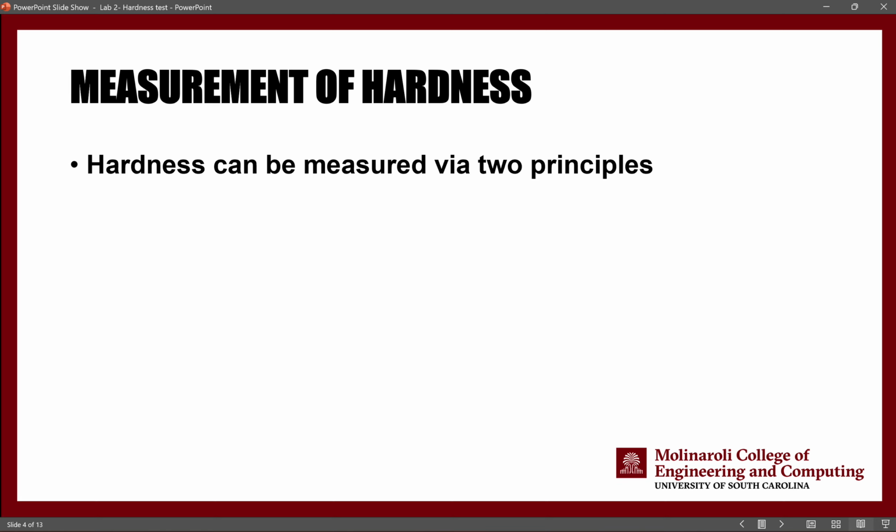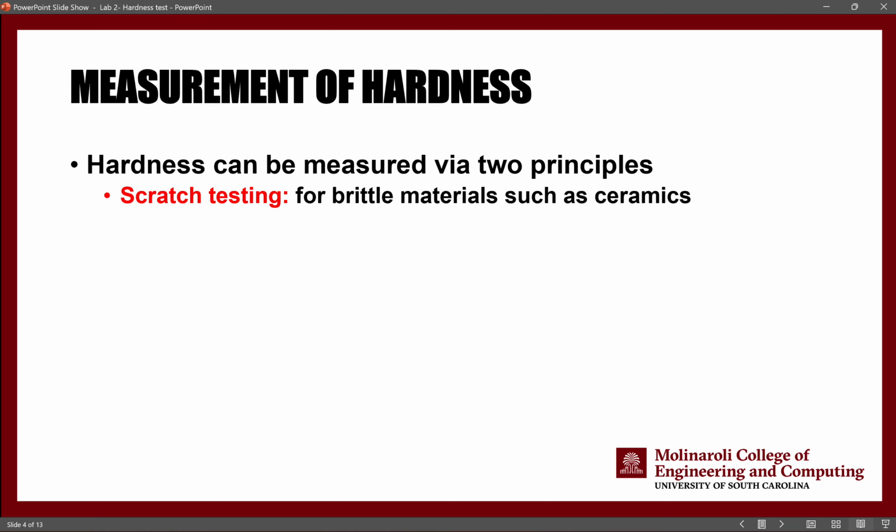We can employ two different principles to measure the hardness of a material. One is scratch testing. Scratch testing is usually used for brittle materials like ceramics or glasses. The idea is these types of materials cannot withstand a huge amount of plastic deformation. They break easily, and we don't want them to break because we won't be able to use a broken ceramic to measure the hardness of the ceramic. So that's why we use scratch testing.